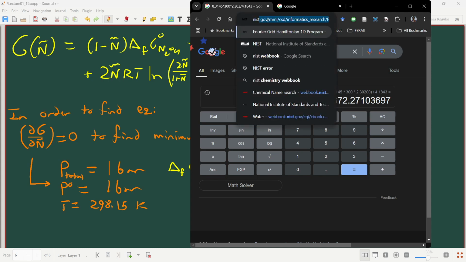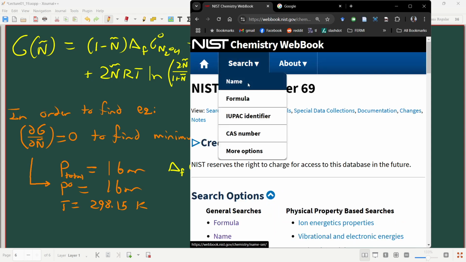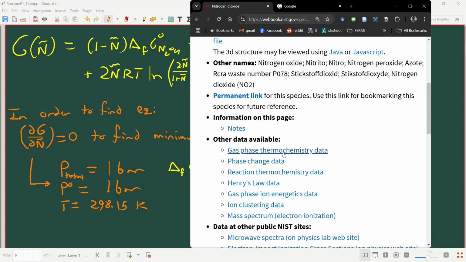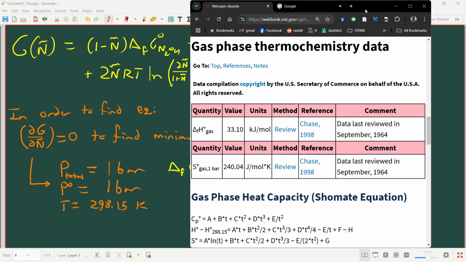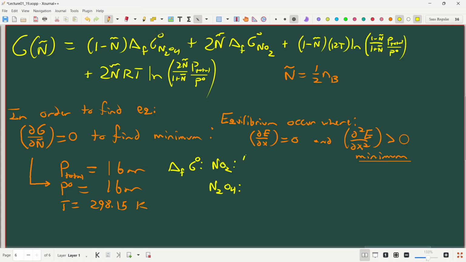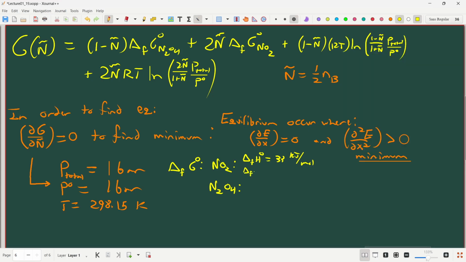Let's go to NIST. Type in NO2, nitrogen dioxide, gas phase thermochemistry data. And there we go, there's our H_f and our S. Our enthalpy of formation is 33 kilojoules per mole, and our entropy of formation is 240 joules per mole per Kelvin, so that's 0.24 kilojoules per mole per Kelvin.